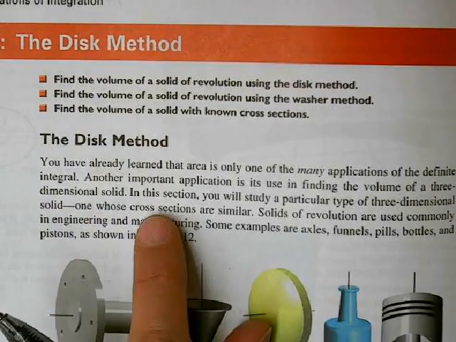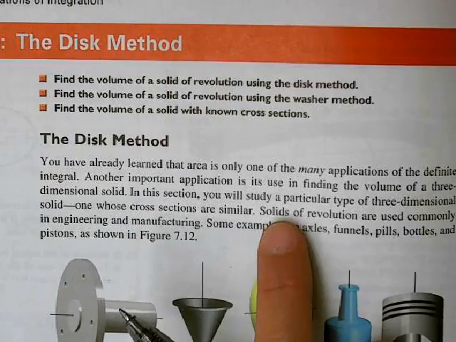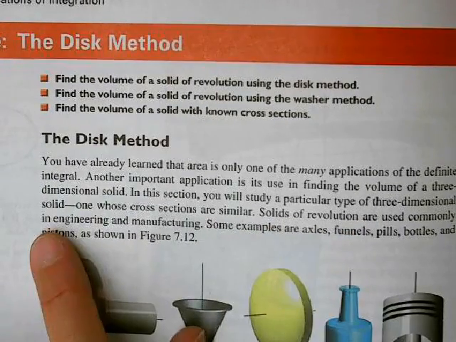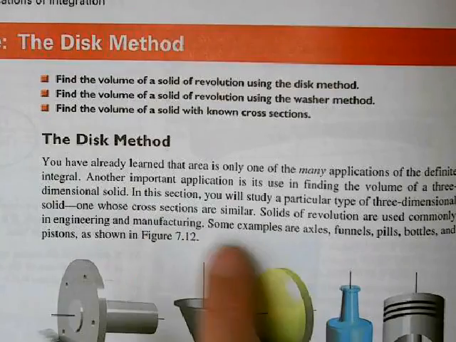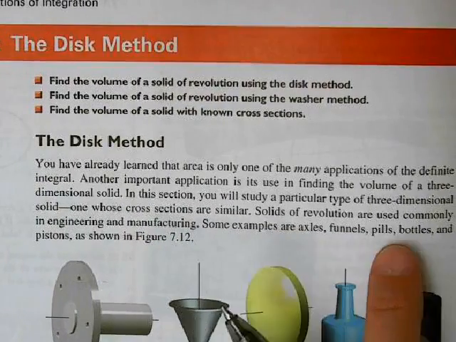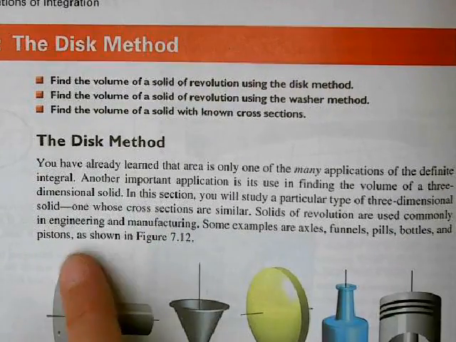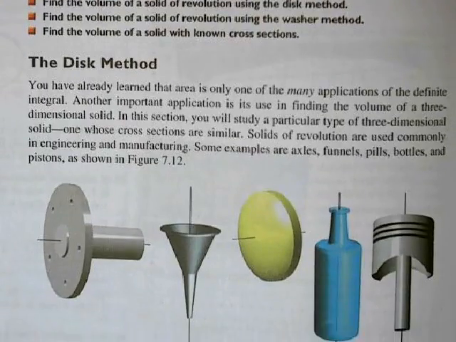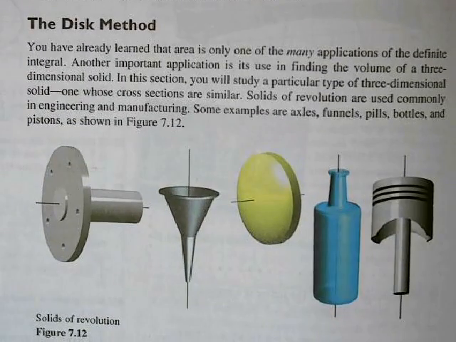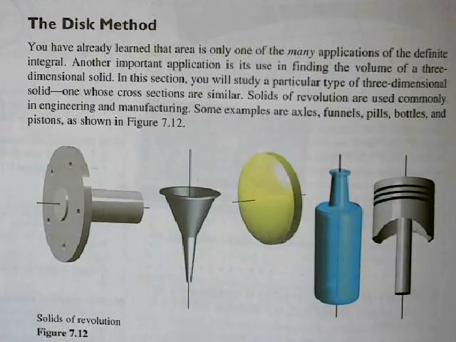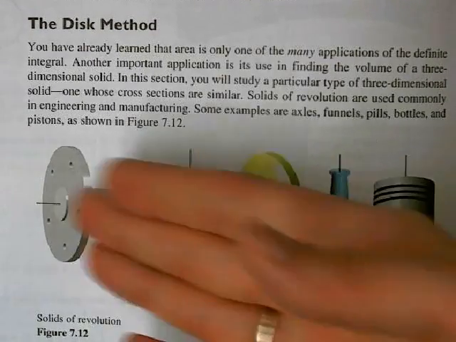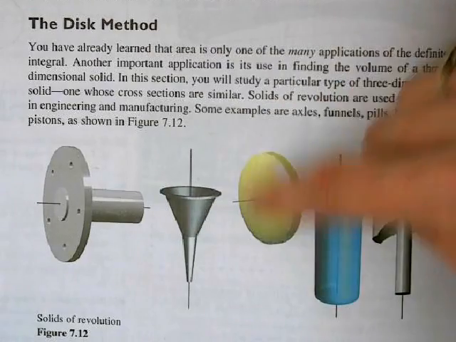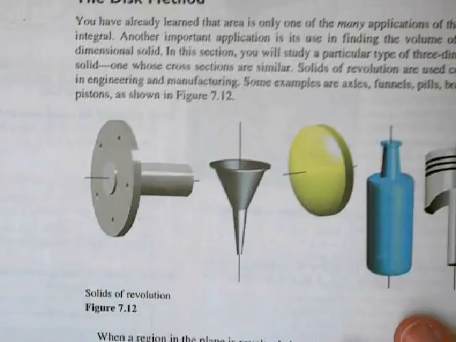And they talk about cross-sections. You'll see that in a minute. Solids of revolution are commonly used in engineering and manufacturing. Some examples are axles, funnels, pills, bottles, and pistons, as shown here, all these different figures here. Okay, so they're talking about today to use integration so we can find the volume of different shapes like this.